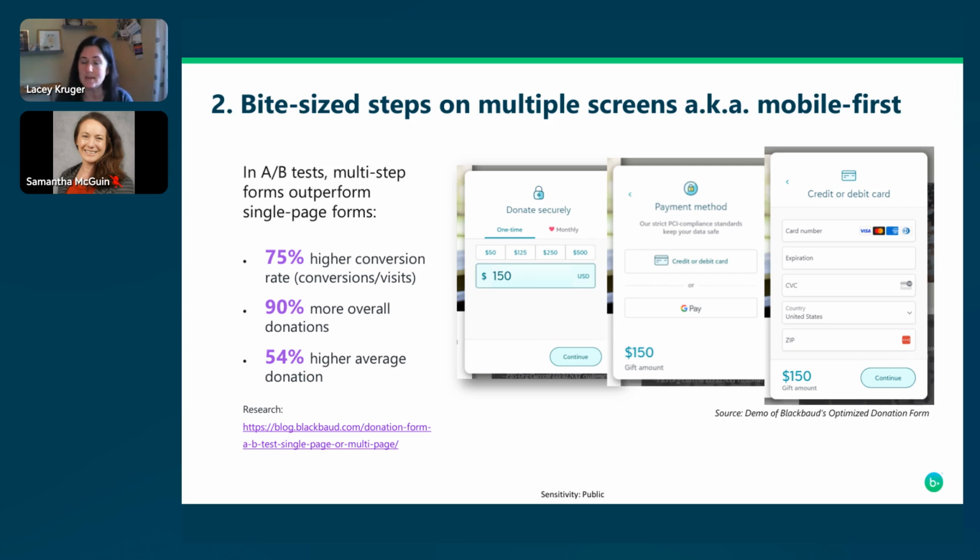We ran an A/B test on one of these multi-screen forms, and it was the same form design. One form had the long form on it, and the B version had just a multi-screen, step-by-step page format. We saw significant conversion differences and performance differences in that multi-step form. We saw a 75% higher conversion rate, 90% more overall gifts on the multi-step form, and a 54% higher average gift. So it was staggering, the data to support this multi-screen format.